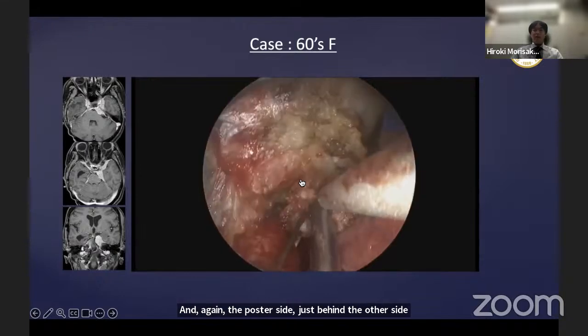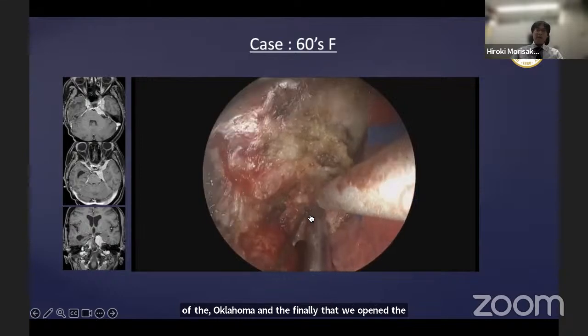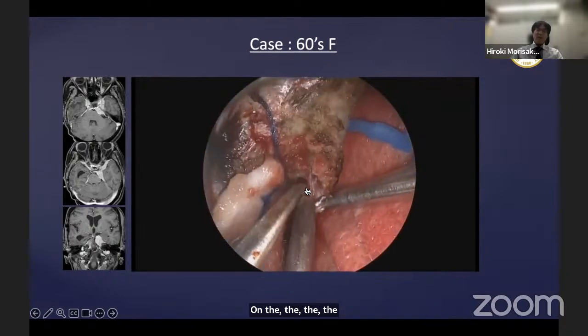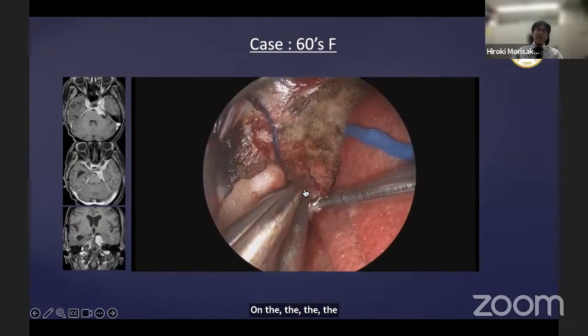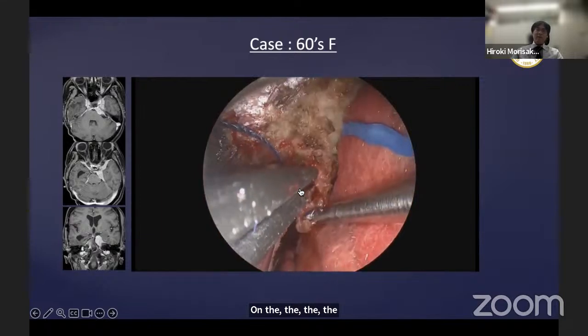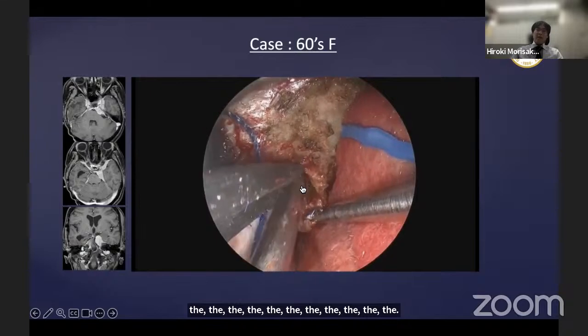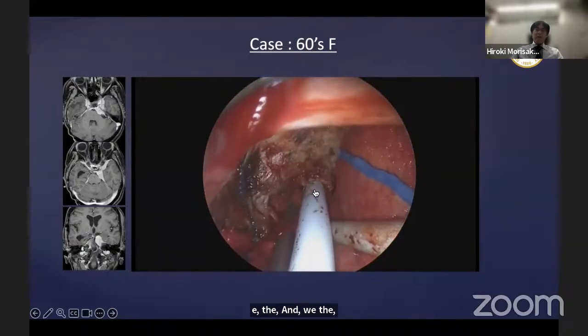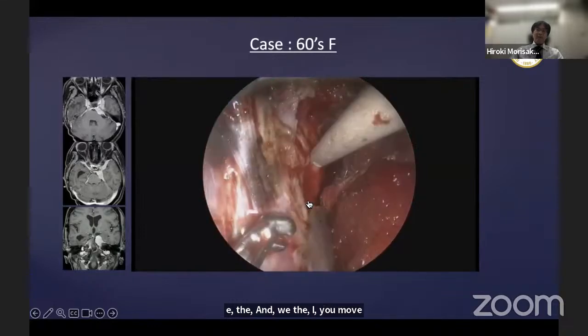And finally, we open the Parkinson triangle and evacuate the tumor embedded inside the posterior component of the cavernous sinus. And we finish the removal of the tumor in this case.